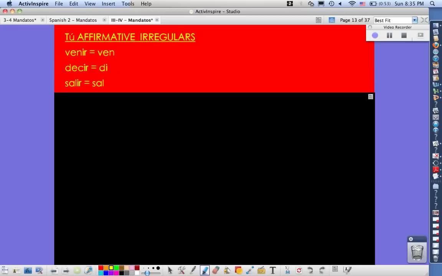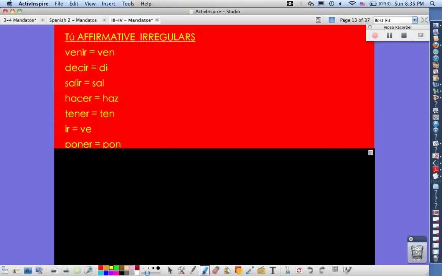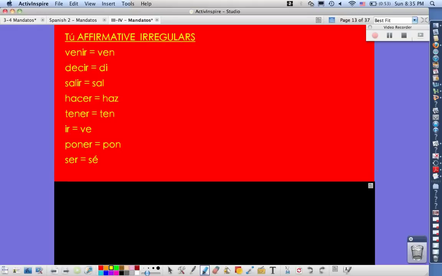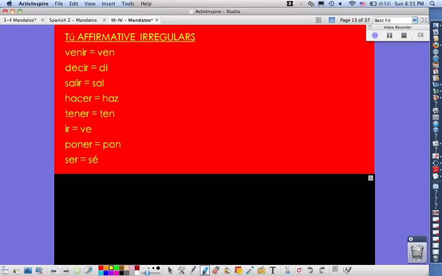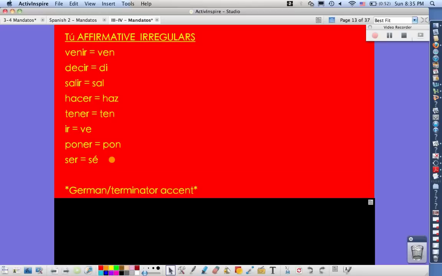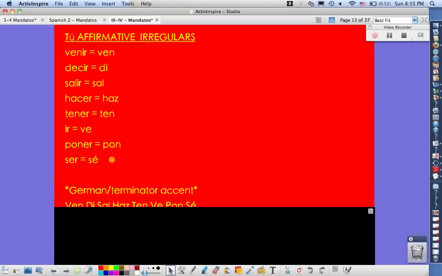Venir, decir, salir, hacer, tener, ir, poner, ser. You do need to go ahead and write these down, paying attention, of course, to the only accent here on sé. Watch for that. These are your irregulars. Now, the good thing with the irregulars, if you can remember which verbs they are, I have a helpful, tricky little way that will help you remember those tú affirmative irregulars. Okay? Switching gears, grab your best German or Terminator accent. Okay? Putting it together, then you'll be able to remember these.